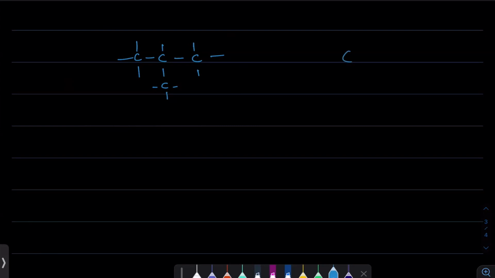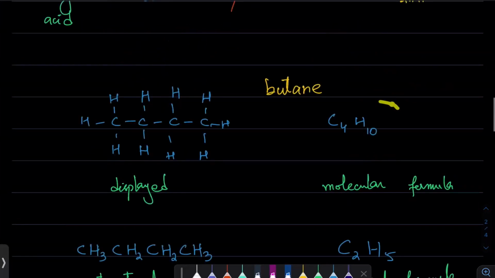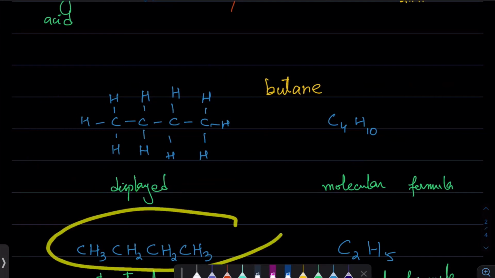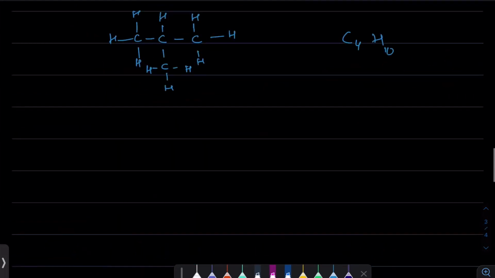But let's count the atoms. I have C4, and all of these are hydrogens. So that is still 10 hydrogens. The molecular formula of this one is the same as the molecular formula of this one. But the displayed formula or the structural formula will be very different.